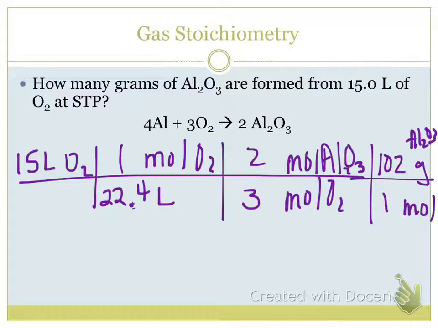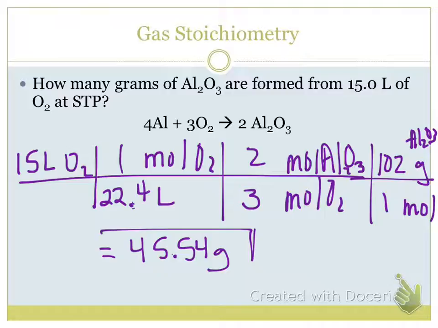So 15 times 2 times 102, divided by 22.4, divided by 3. Abby, what'd you have? 45.54 grams. Do we agree? Very good. That's what I had too.